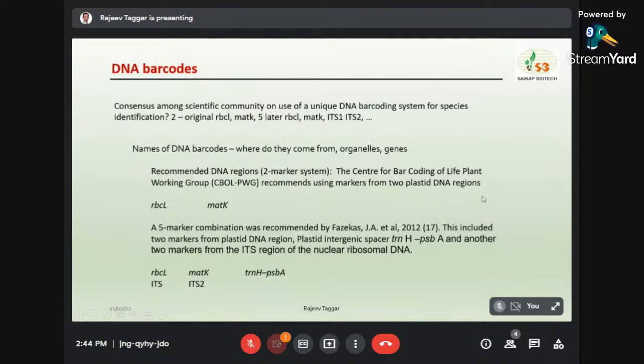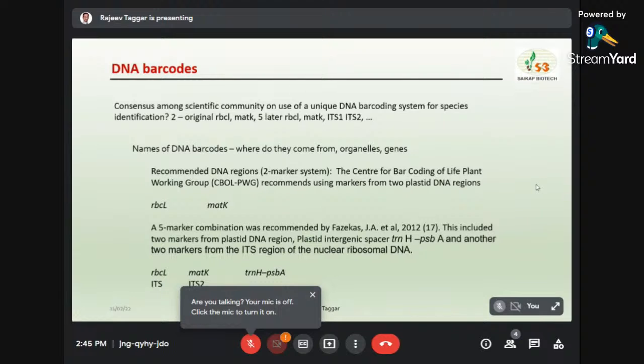What are DNA barcodes? In the first slide, what I said was that these are small segments of DNA, and those sequences can be used to discriminate life forms. Those small fragments of DNA are called DNA barcodes.